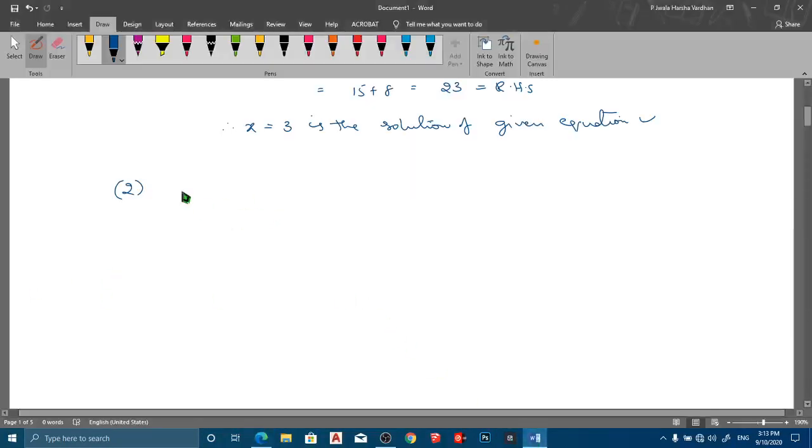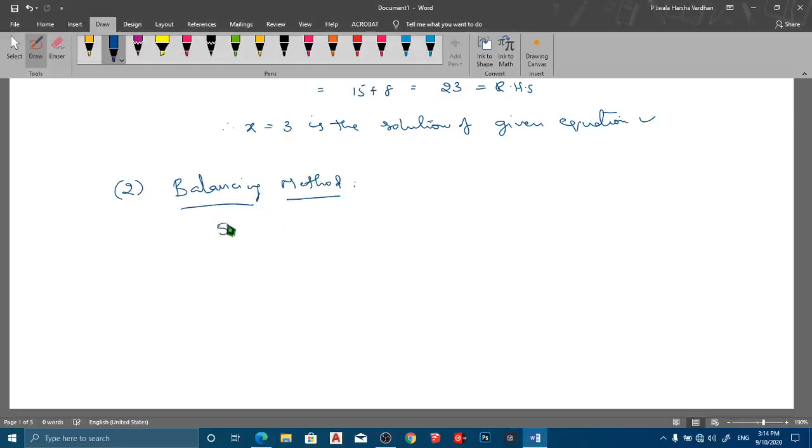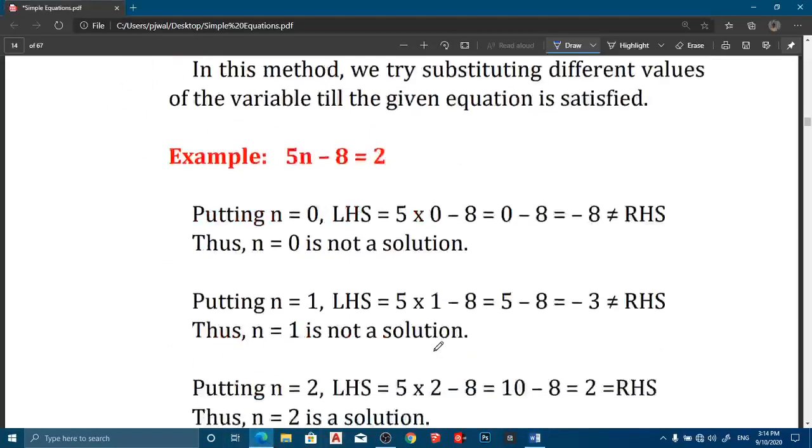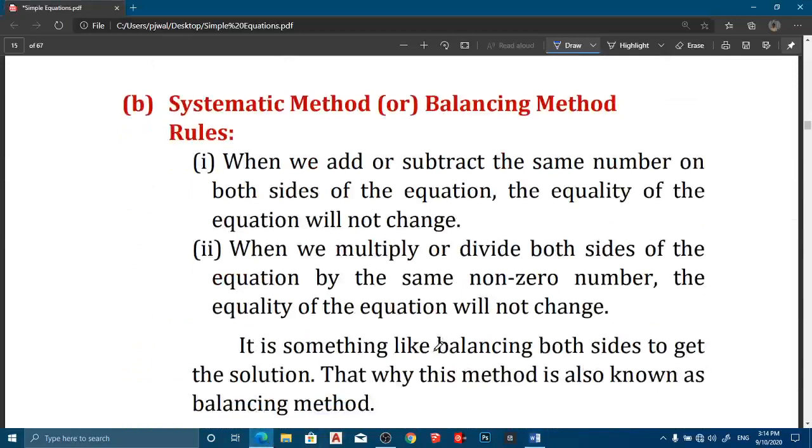So now I am applying the balancing method, or systematic method, to find the solution of the same equation, 5x plus 8 equal to 20. Here you have to remember one concept. What is that? I will show you the rules we have to remember while applying the balancing method.